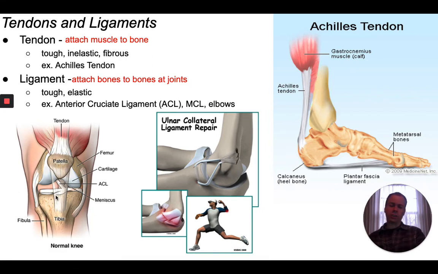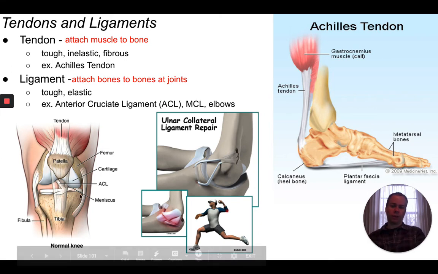And so a sudden impact to that, or twisting, which puts stress on the ACL, can lead to a tear. If a person has a tear in their ACL, they might have surgery where they replace that ACL with a piece of tissue from somewhere else in the body.